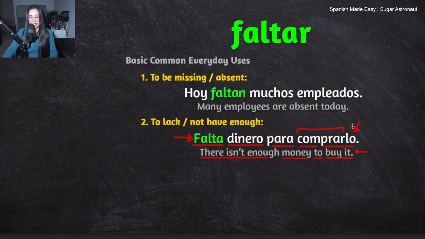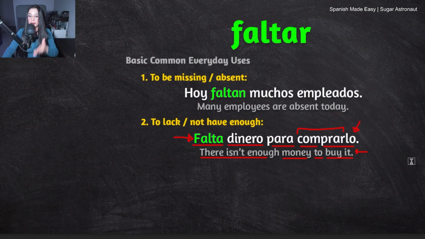Comprarlo. If we're talking about a house, it would be more like comprarla. Why? Because a house is a feminine noun. La casa. So that's why you need la. If we're talking about a car, for example, carro, el carro, then you can just change it to lo. Comprarlo. Why? Because carro is a masculine noun. El carro. So we need to pay attention to those details.